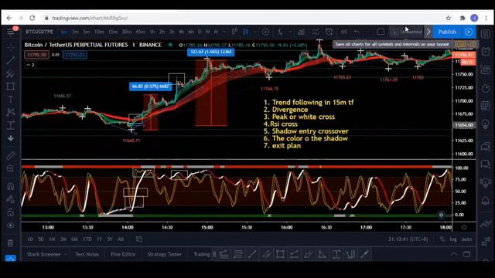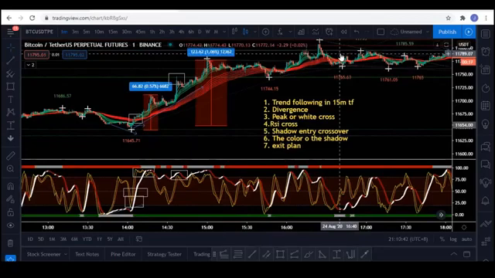Okay, what about for bearish po? Okay, how will you know if the trend in 15 minutes is already changing? By the position of our shadow.